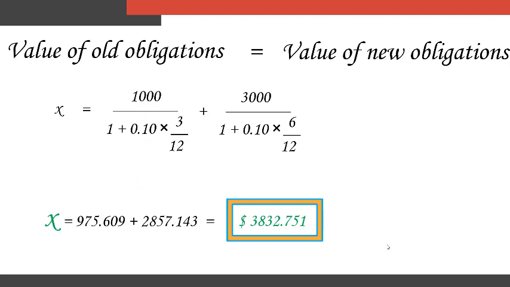To solve this problem, the value of old obligations, or the value of old debts, equals the value of new debts. So X will be equal to 1,000 over 1 plus 10% times 3 over 12, plus 3,000 over 1 plus 10% times 6 over 12. The value of X equals the value of 1,000 plus the value of 3,000.